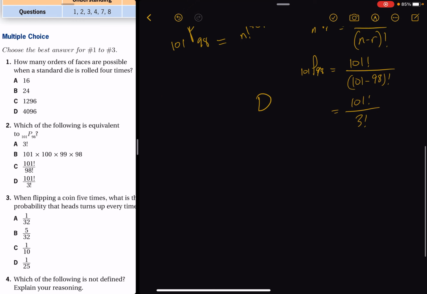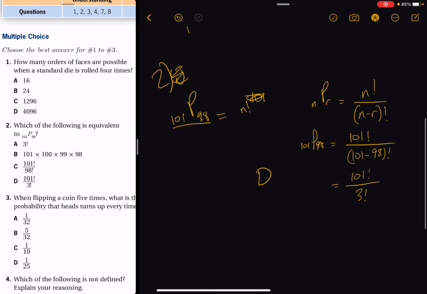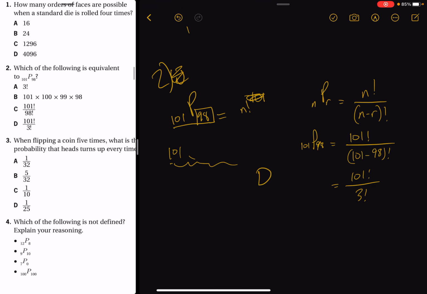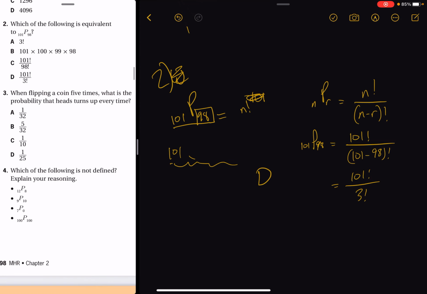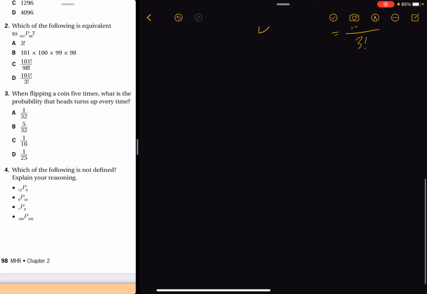Basically what this means is that we're going to have 101 and 98 numbers being multiplied here. So we're choosing 98. Next is, when flipping a coin 5 times, what is the probability that heads turns up every time? This is question 3.